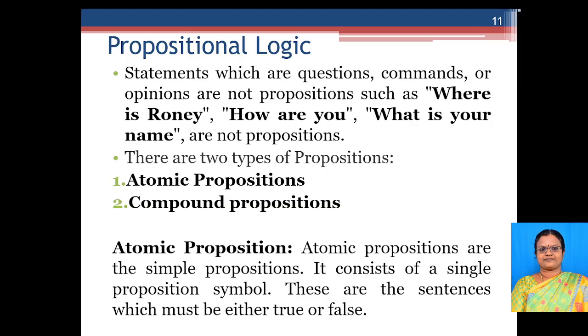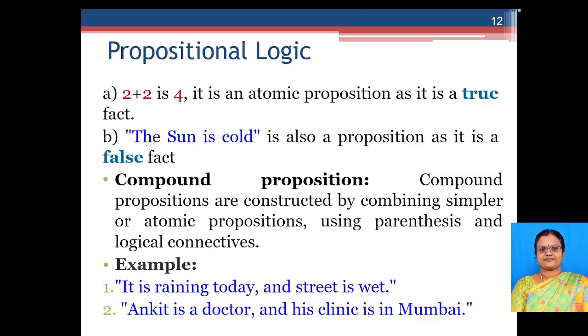There are two forms of proposition. One is atomic proposition and the other is compound proposition. Atomic propositions are simple propositions. They consist of only one proposition symbol. An example is 2 plus 2. Definitely it is 4. The sun is cold. You will say the proposition is a false fact, isn't it?